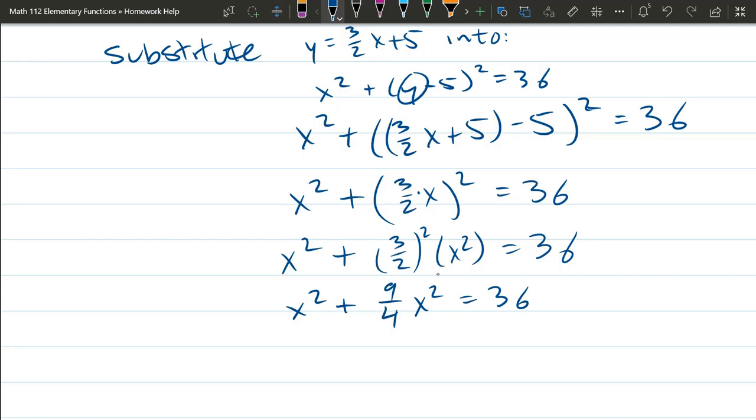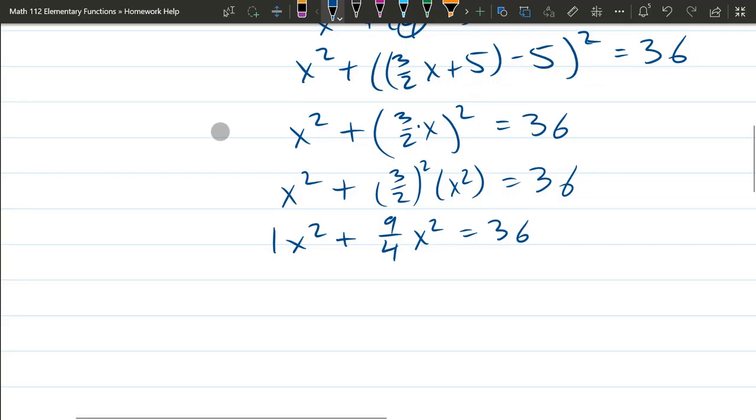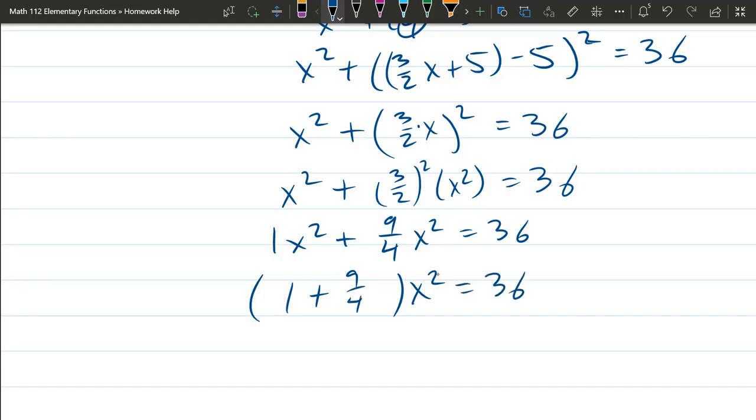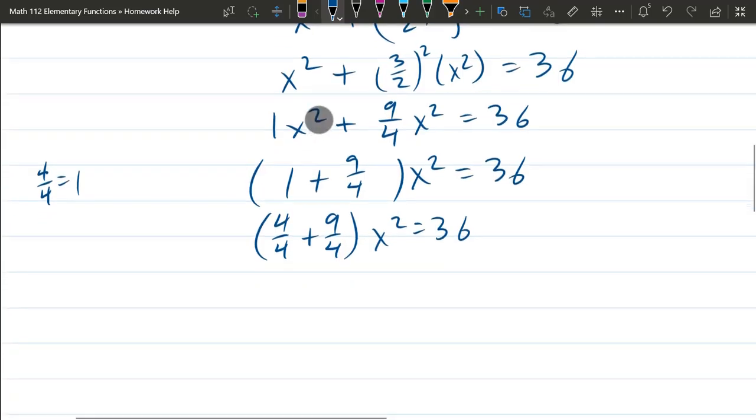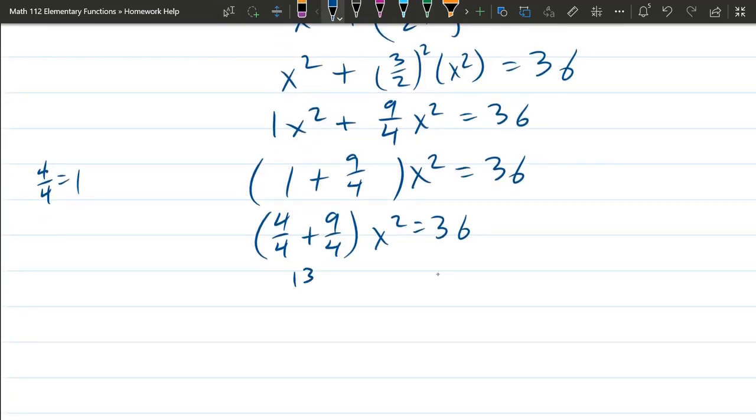All right, we're about to add fractions. I see I have an x squared and an x squared. Now this is really 1x squared. So we're going to factor out the x squared. And what we're left with is 1 plus 9/4. And 1 is, of course, 4/4. So I have 4/4 plus 9/4, x squared equals 36. We're almost there. 4 plus 9 is 13/4, x squared equals 36.